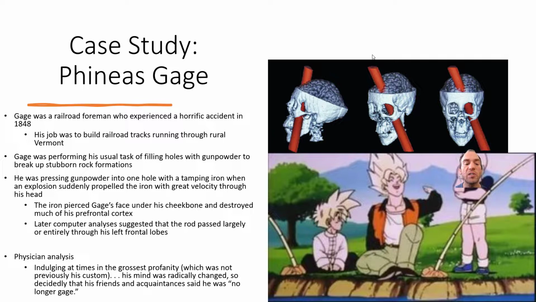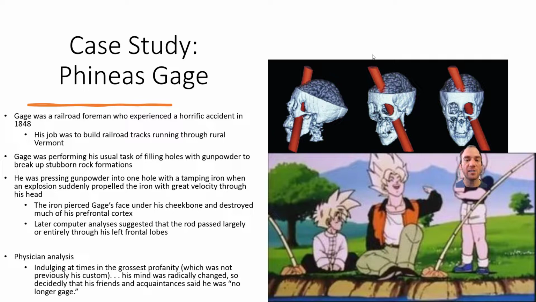Later, computer analysis suggested that the rod largely passed through or entirely through his frontal lobes, and specifically his left frontal lobe. Physician analysts at the time, in 1848, this is Old English: Gage was indulging at times in the grossest profanity, which was not previously his custom. His mind was radically changed, so decidedly that his friends and acquaintances said he was, quote, no longer Gage.